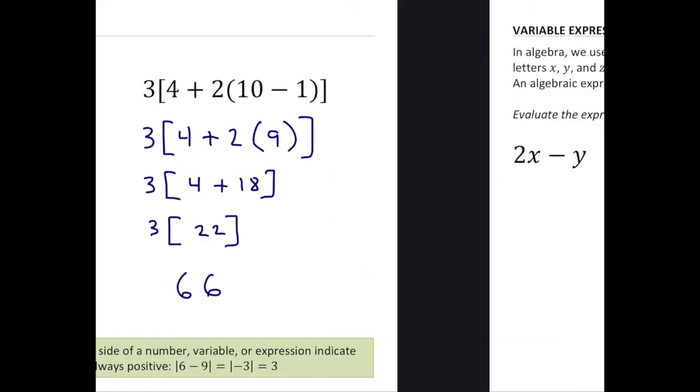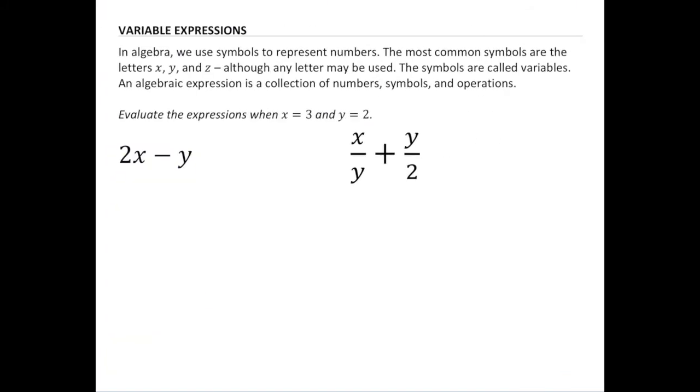Let's keep moving. All right, so the last thing we want to talk about today are variable expressions, and this is something that you've probably spent a lot of time with. And what we're going to do with these problems is simply just evaluate the expressions. And in this case, when x is equal to 3 and y is equal to 2. So if we're given values of variables, all we have to do is substitute the number for the variable.